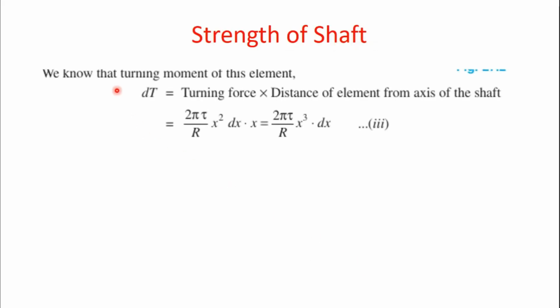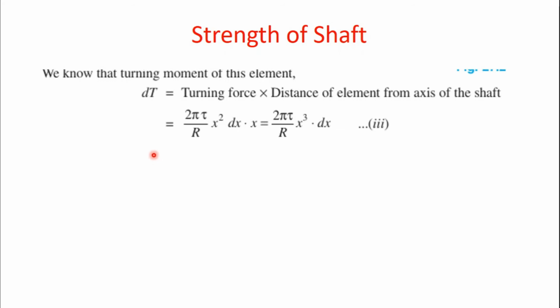Now the turning moment dT is given as turning force. We all know that moment equals force into perpendicular distance, multiplied by the distance of the element from the axis of the shaft. So turning force we have already calculated, 2 pi tau upon R x square dx, multiplied by x. x is the distance taken from the center, and this is our equation number 3.